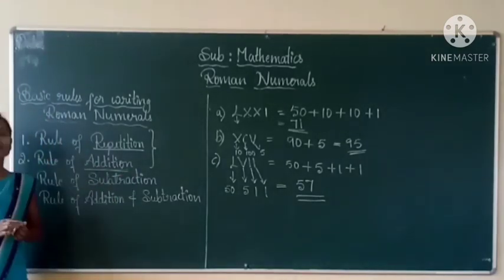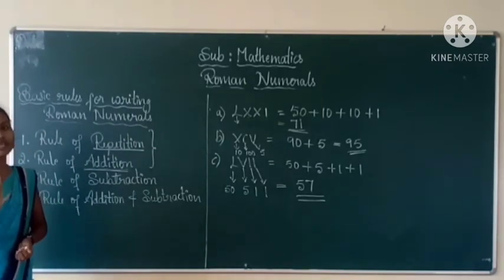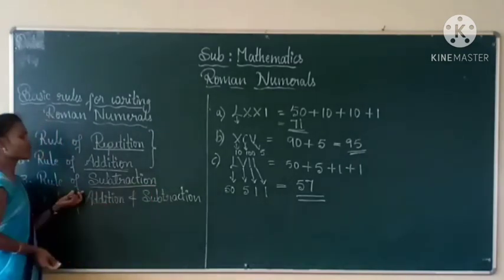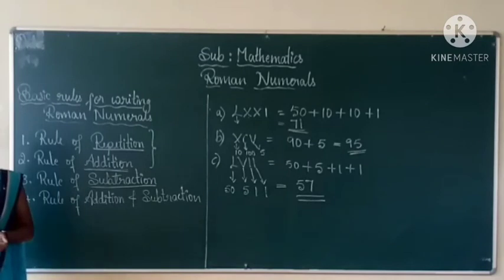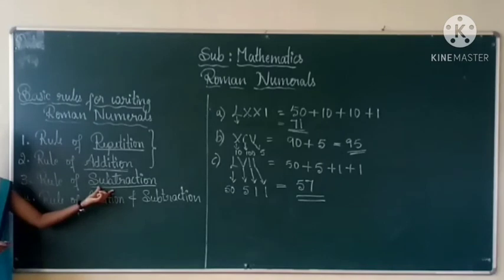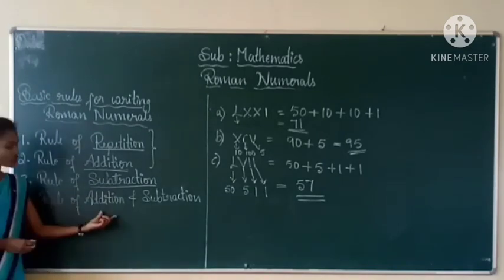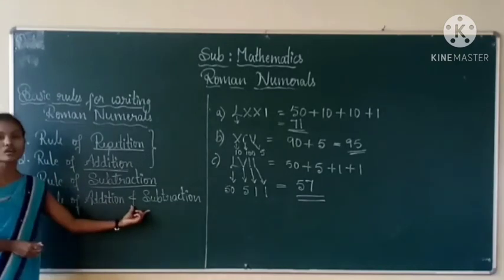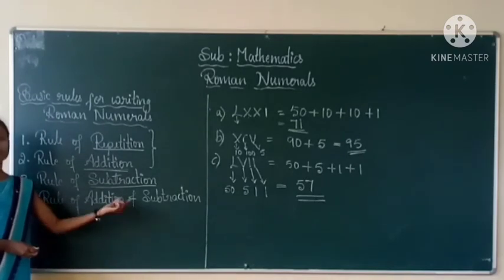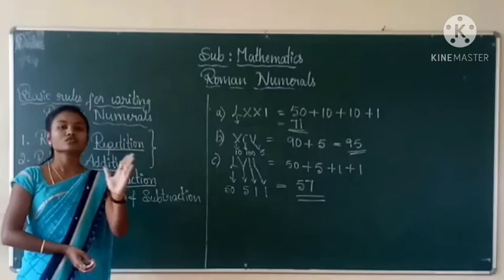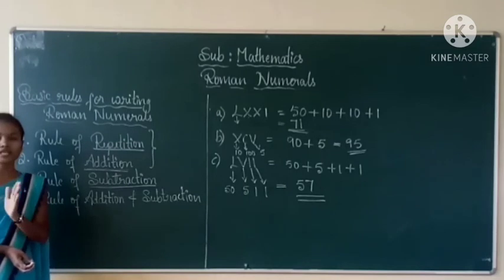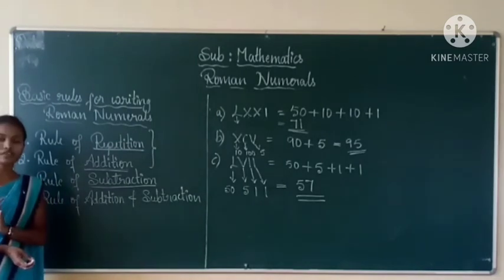When a smaller numeral is written to the right side of a larger numeral, then it is always added to the larger number. And when it comes to rule of subtraction, when a smaller numeral is written to the left side of a larger numeral, it is always subtracted from the larger numeral. And when it comes to rule of addition and subtraction, here we are going to operate two operations, that is addition and subtraction. So when a smaller numeral is placed between two larger numerals, then it is always subtracted from the larger numeral placed immediately after it. Have you understood?